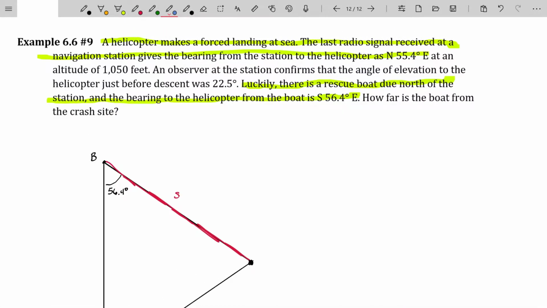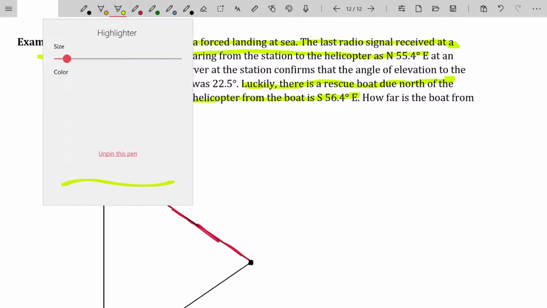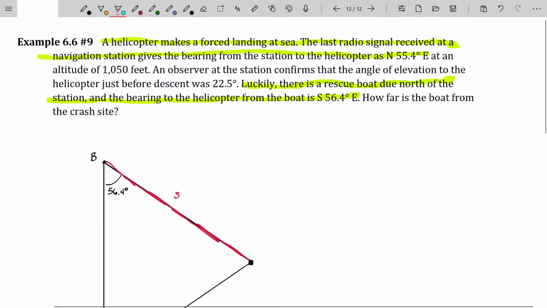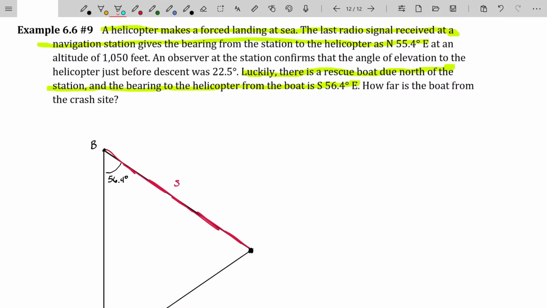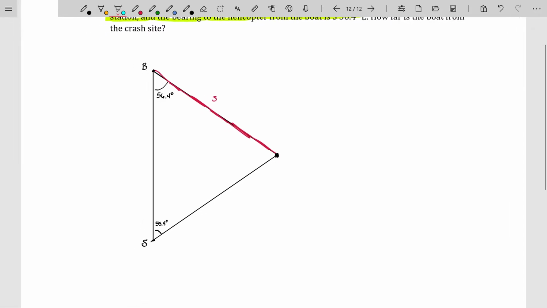We know that a person at station S here saw that the helicopter crashed at an altitude of 1,050 feet when they started making the descent, and that was an angle of elevation from the station of 22.5 degrees. So what I'm going to do, this is what I do in calculus.